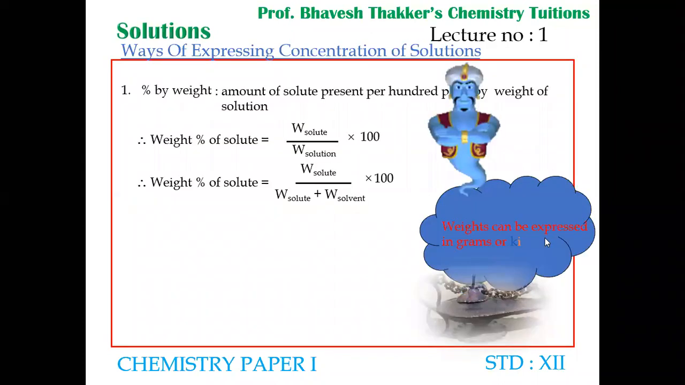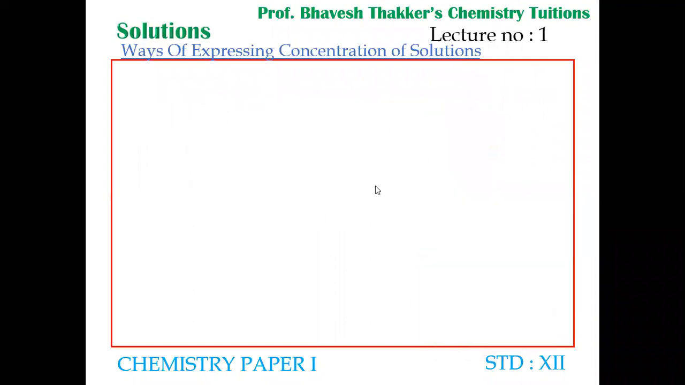Okay. So everybody followed this? Percentage by mass or mass percentage. It is mass of solute present per 100 parts by weight of solution. So here we have to take mass of solute upon total mass of solution, solute plus solvent, into 100. Come on, next one. Percentage by volume. Come on, anybody. Percentage by volume. How will you define this?